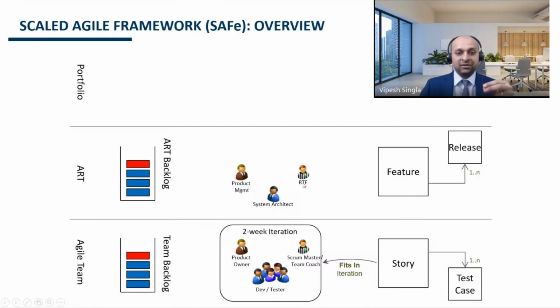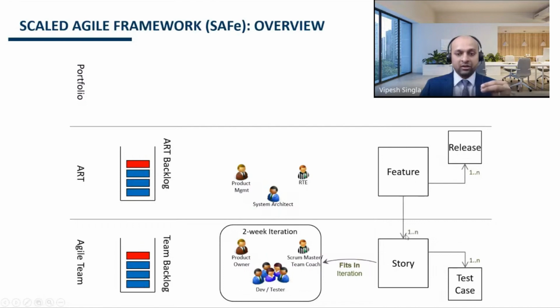And the RTE facilitates various events at agile release train level, and he works as the chief scrum master for the entire agile release train. And an agile release train tends to have anywhere between 5 to 12 agile teams working in it.